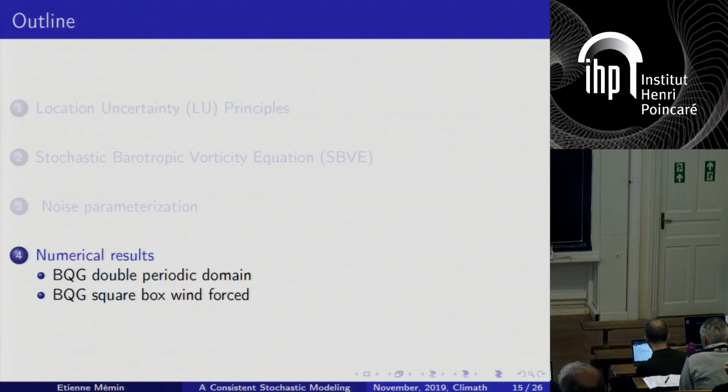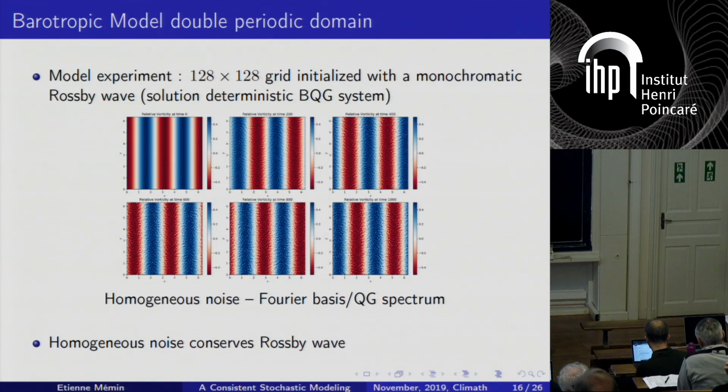So I will describe two kinds of results. The first one is on a doubly periodic domain for the barotropic QG equation, and the other one is on a square box with wind forcing. So the first experiment is our BQG system initialized by a monochromatic Rossby wave.